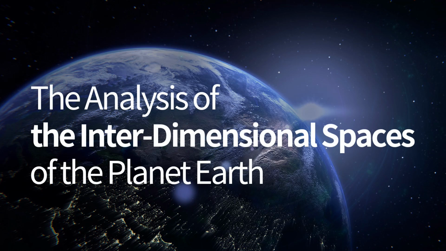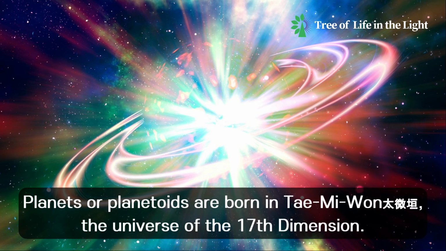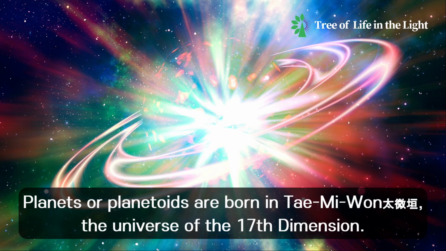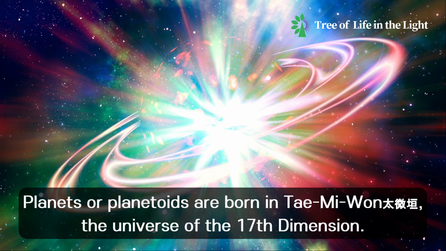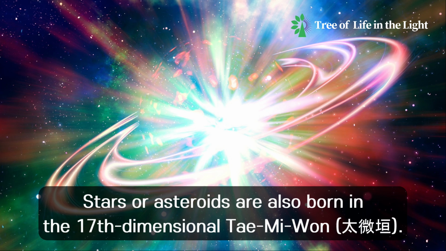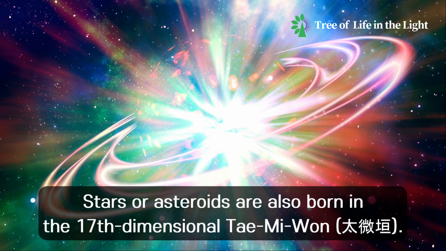The analysis of the interdimensional spaces of the planet Earth. Planets or planetoids are born in Temi 1, the universe of the 17th dimension. Stars or asteroids are also born in the 17th dimensional Temi 1.